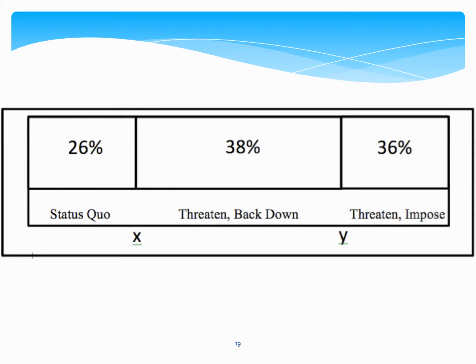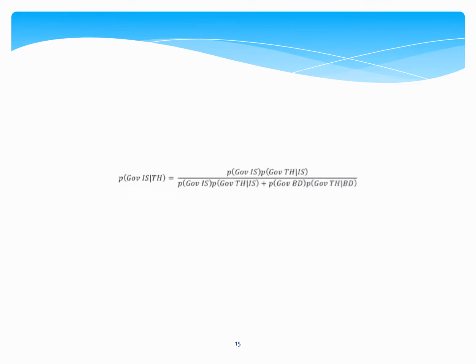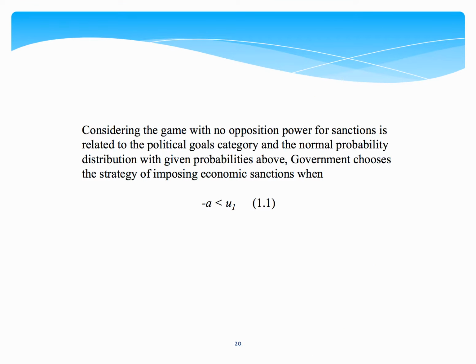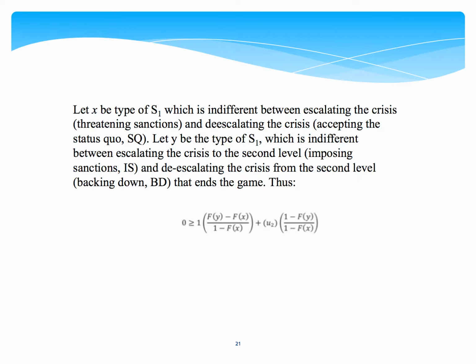And here I got my probabilities, simplified probabilities. And then after I got those probabilities, I simply will plug them in the CDF table here. So in the game tree, considering the game with no opposition, government always chooses a strategy of imposing economic sanction only when minus A is smaller than U sub 1. So this is the first condition. And for the second condition, this is the mixed strategy, should be smaller than 0. If it happens, then the government is indifferent between escalating the crisis, threatening the sanction, from de-escalating the crisis, accepting the status quo.